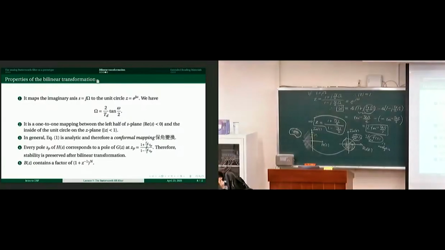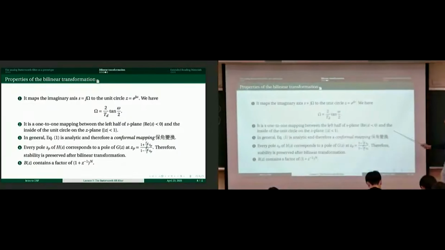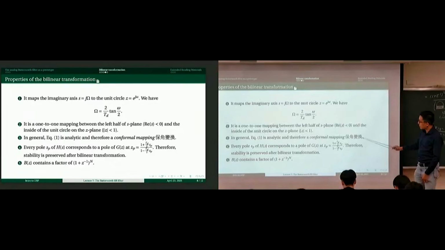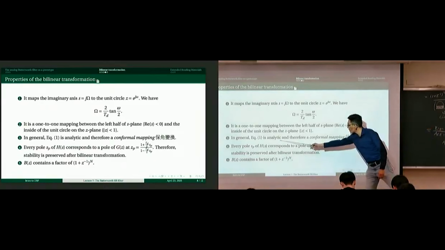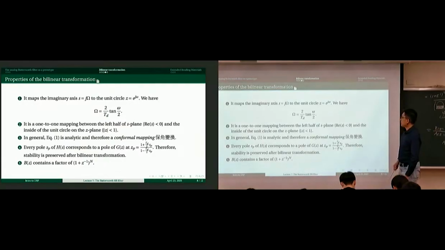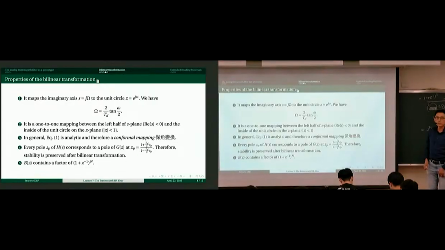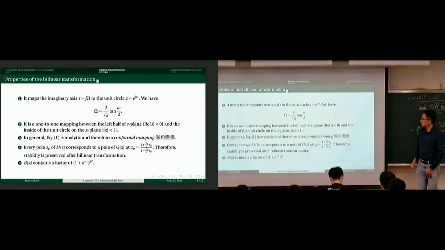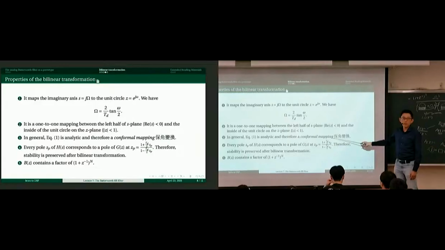And this has a nice implication, which is point number 4. But let me explain. There's a third property. The next property is that, in general, this equation 1 is analytic. And an analytic mapping, an analytic function defined on the z-plane, has a property of being conformal. This mapping will be a conformal mapping.